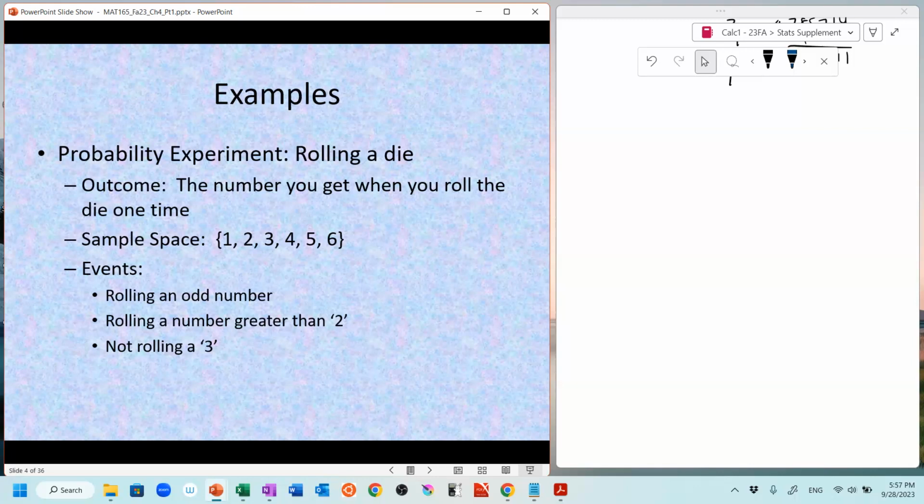We could talk about an event rolling a number greater than 2. We have to be careful here. Greater than doesn't include 2. So this event would include the outcomes 3, 4, 5, 6, and would not include 1 or 2. Now, if it was rolling a number greater than or equal to 2, then that event would include 2, 3, 4, 5, 6, would not include 1. So we have to be careful with the wording in these. We could talk about an event that's phrased in the negative way, something like not rolling a 3. That event would contain the outcomes 1, 2, 4, 5, 6, would not contain 3.